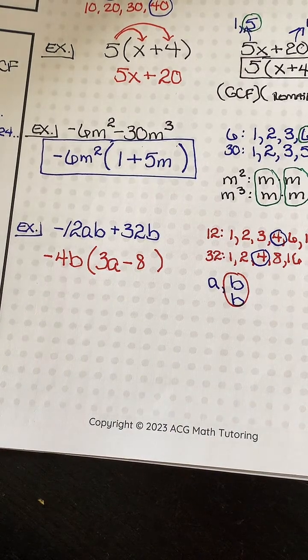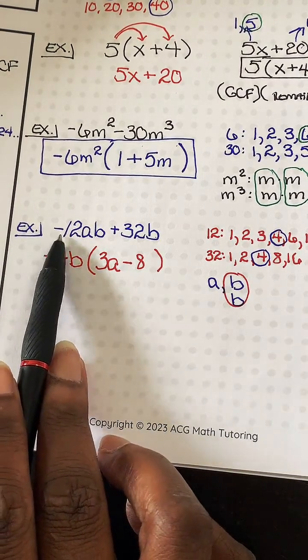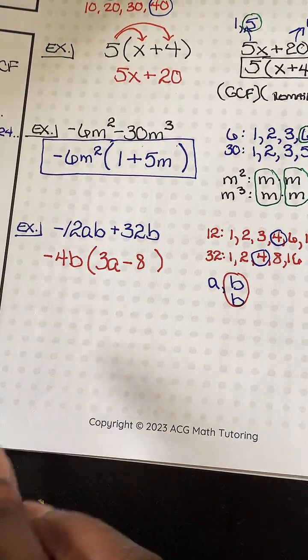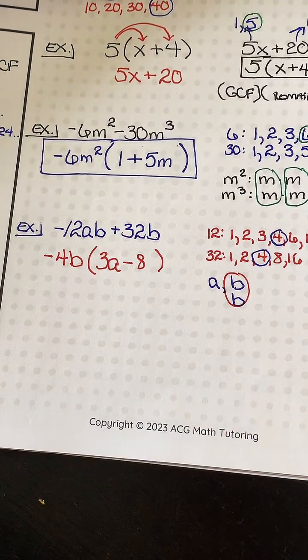So is it completely wrong? No, but trust me, it will make things so much easier. If your leading coefficient is negative, just pull that negative out. Okay? Yes, first find the GCF and then divide. Good. All right.